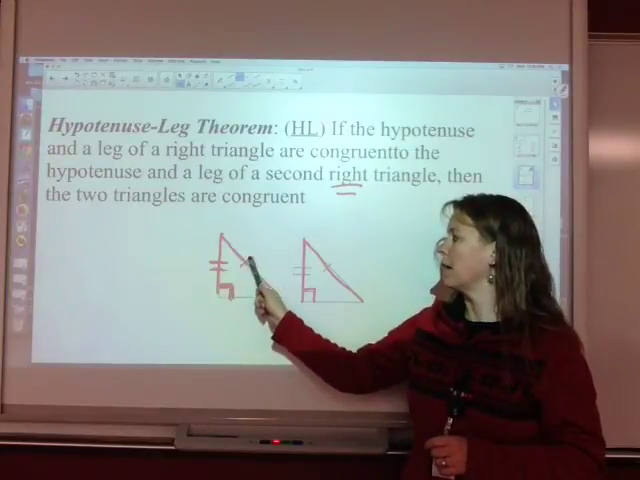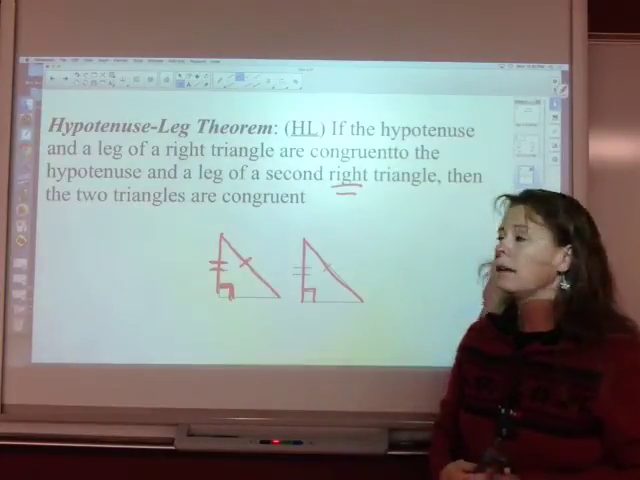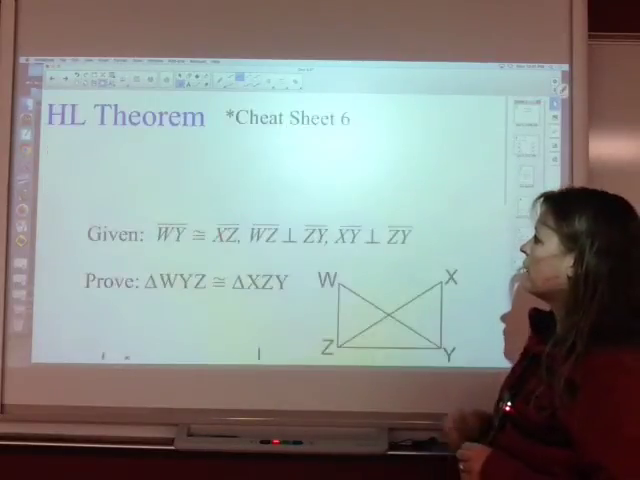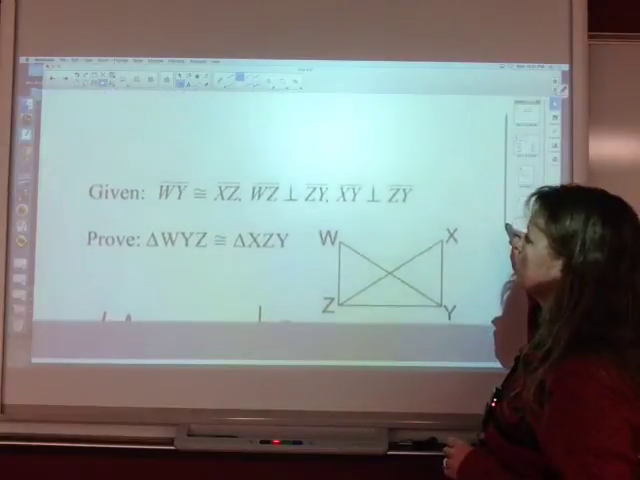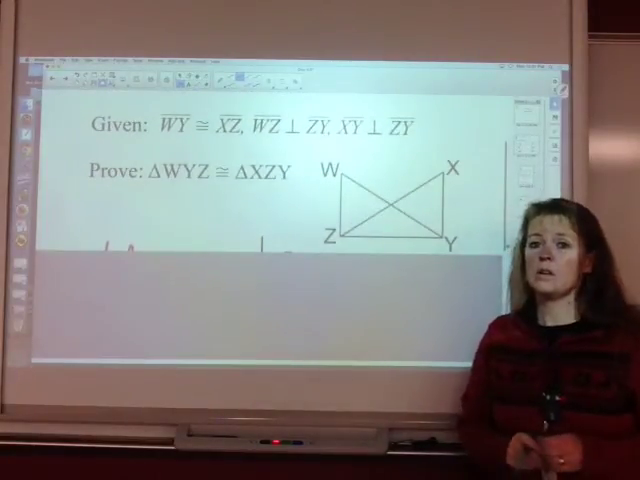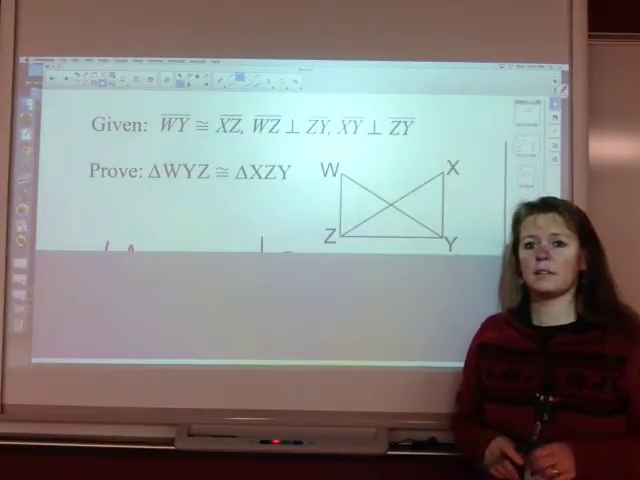You need a hypotenuse and a leg. Got to be a hypotenuse and a leg. So we're going to go from there and do one more proof. Go ahead, set up the givens, set up the triangle. You can try it. Completely try it by yourself.